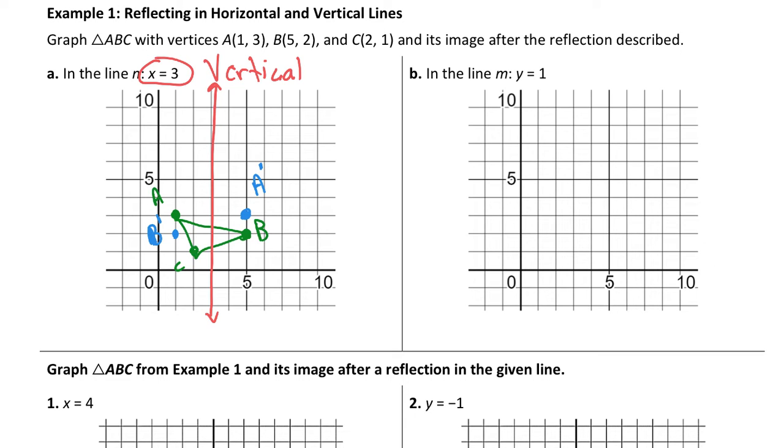C is 1 to the left of the line. So the image of C is 1 to the right of the line. So that is the image of C. Now this example is a little confusing because we're reflecting over the line and this shape overlaps the line. So it's a little bit confusing, but you can see how that's mirrored. That is an image that is mirrored, okay?